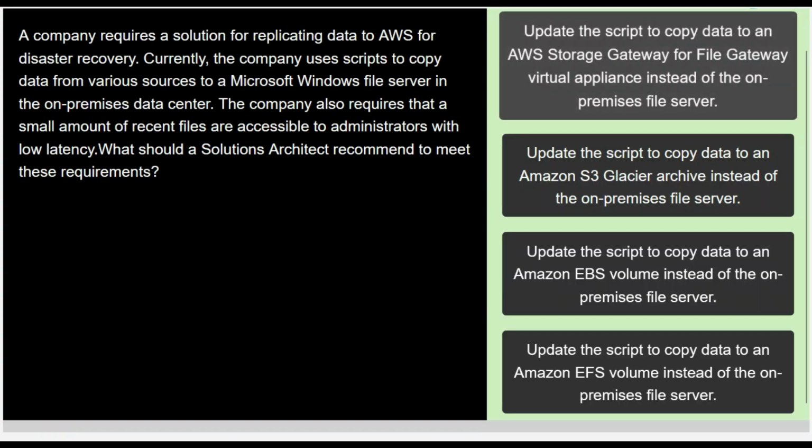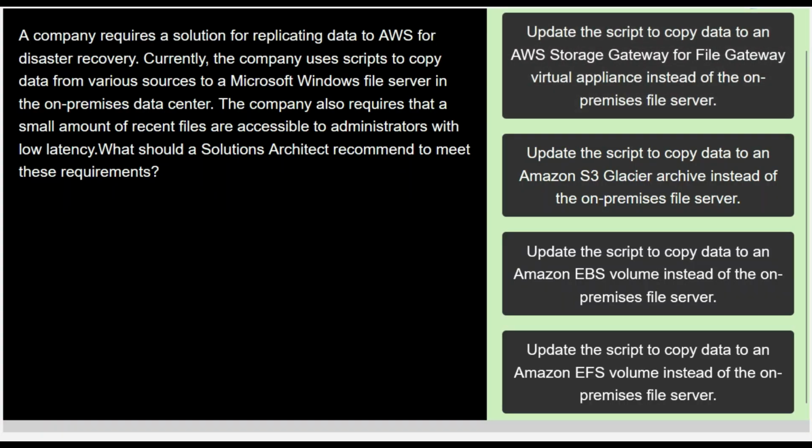So our first question is, a company requires a solution for replicating data to AWS for a disaster recovery. Currently, the company uses scripts to copy data from various sources to a Microsoft Windows file server in the on-premises data center. The company also requires that a small amount of recent files are accessible to administrators with low latency. What should a solutions architect recommend to meet these requirements?